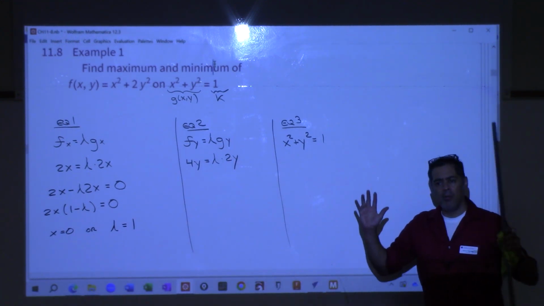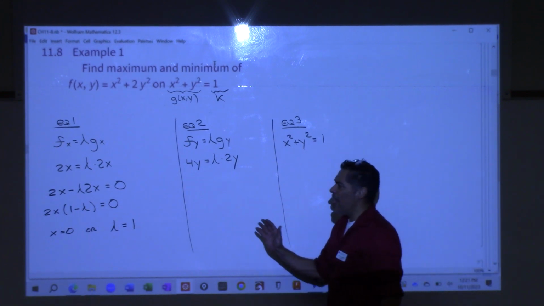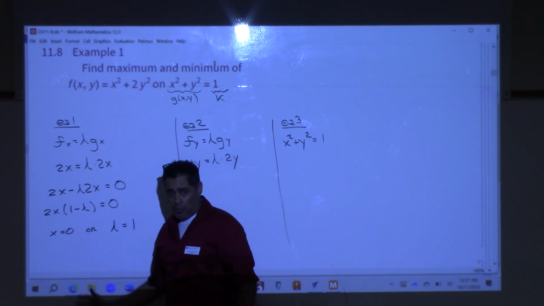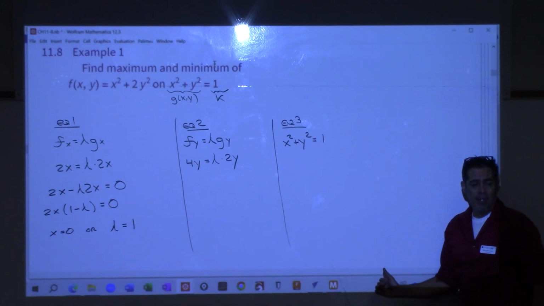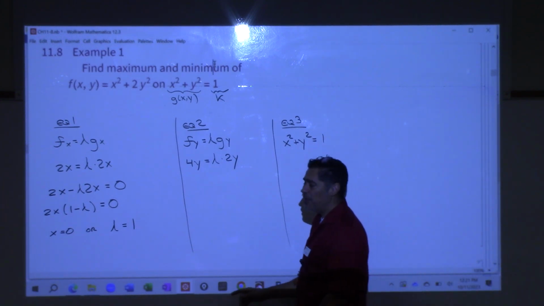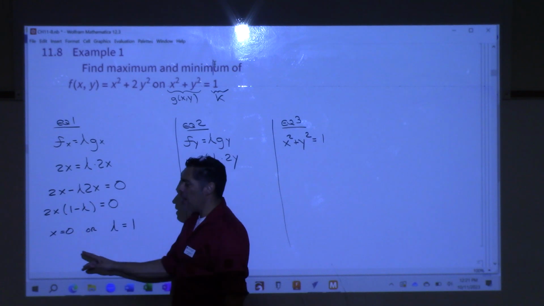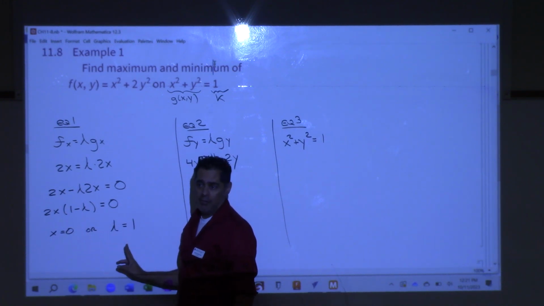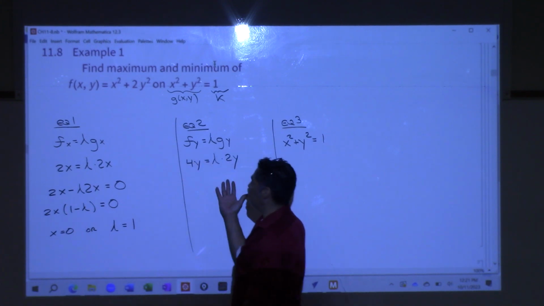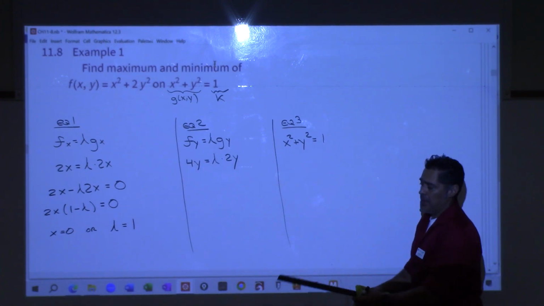So just keep in mind what we've got going here. We must satisfy all three equations at the same time, right? And so far what we've said is to satisfy equation 1, you either have to let x be 0 or you have to let lambda be 1. All right? Let's go look at the second equation. We'll come back to that in a minute.